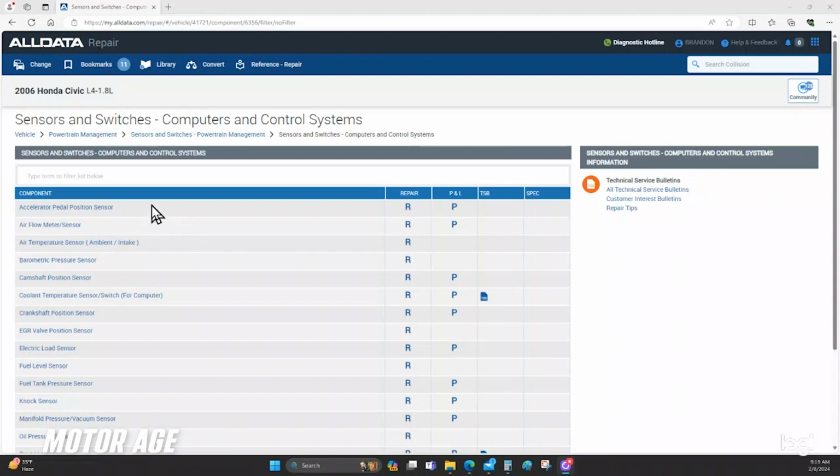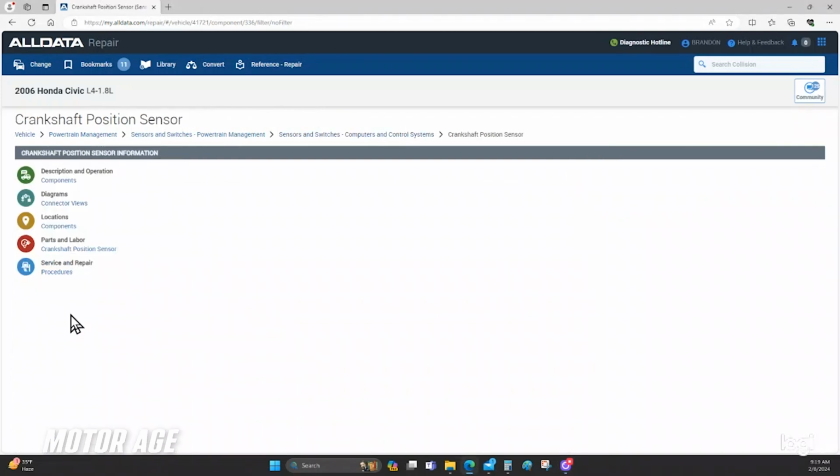But what we have here is information for my vehicle, my 2006 Honda Civic. And what I'm going to research here is the crankshaft position sensor functionality.